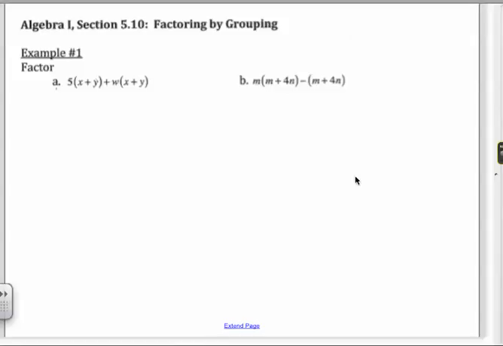Okay, guys, factoring by grouping. Now listen, there's a couple of things, and this doesn't have anything to do with the problem today.